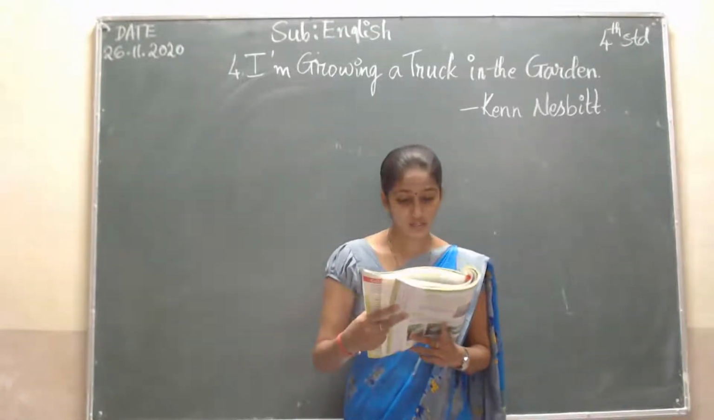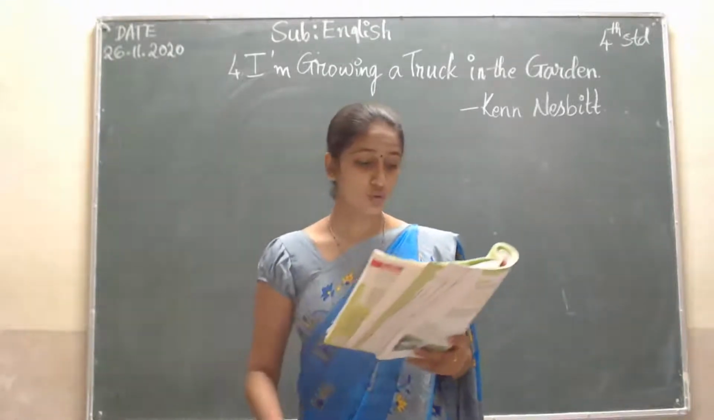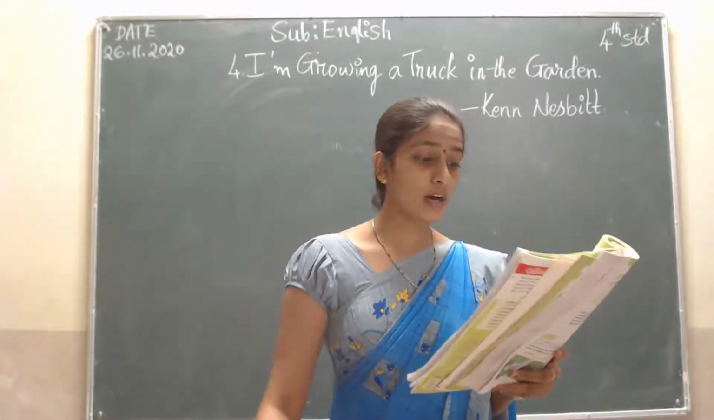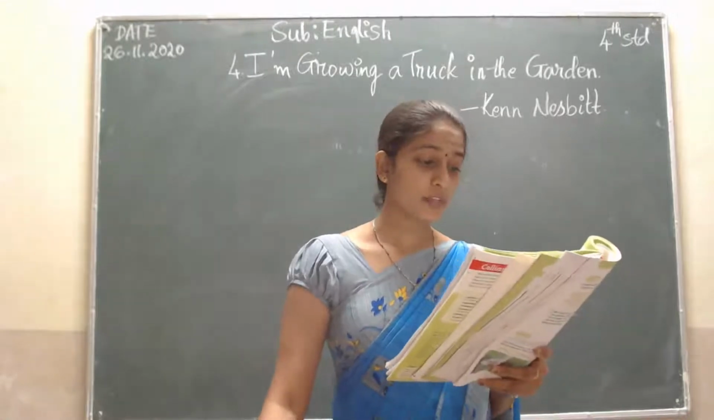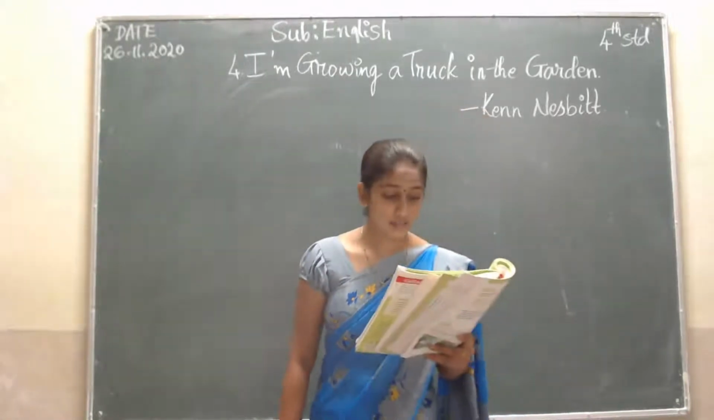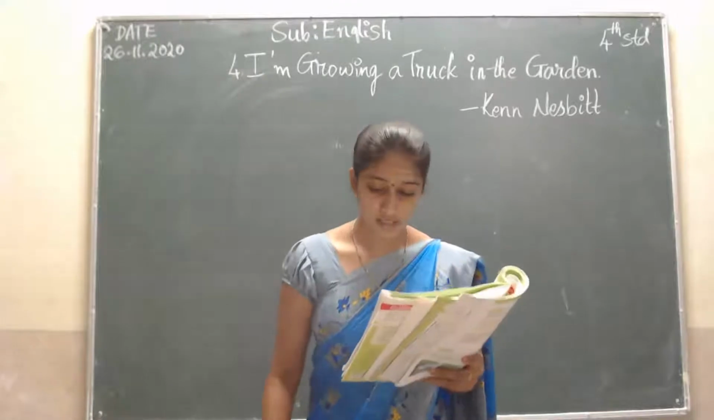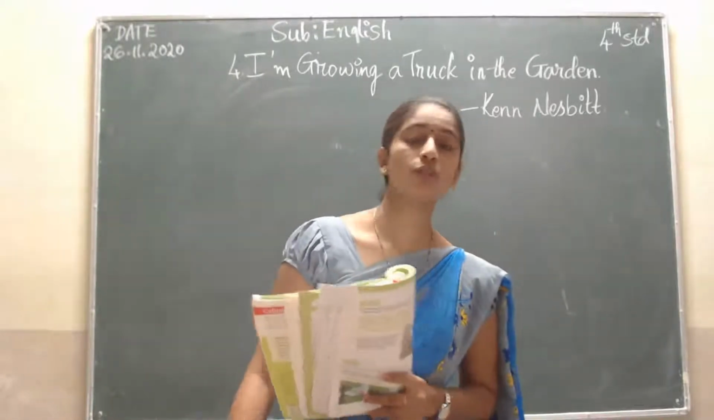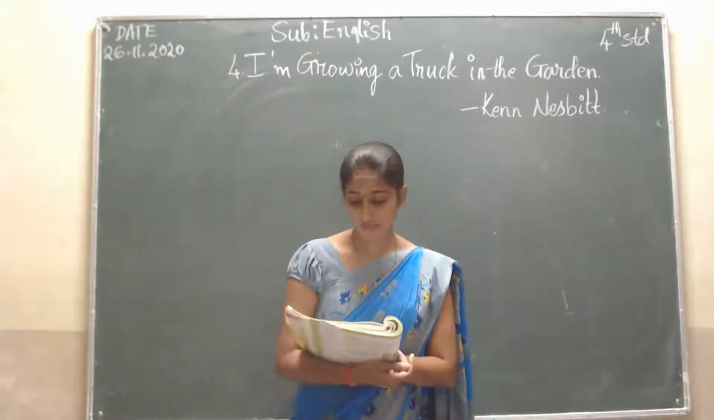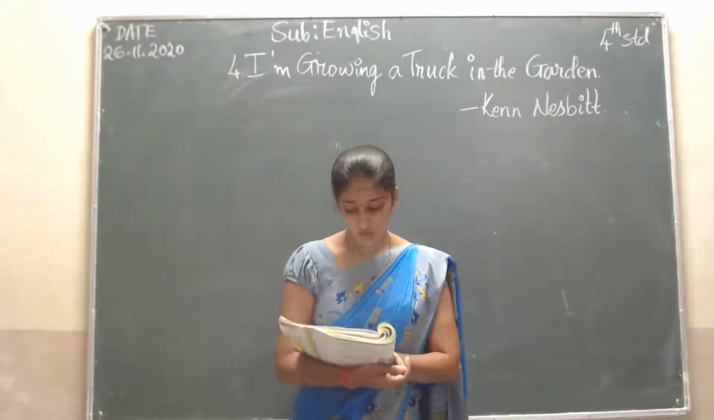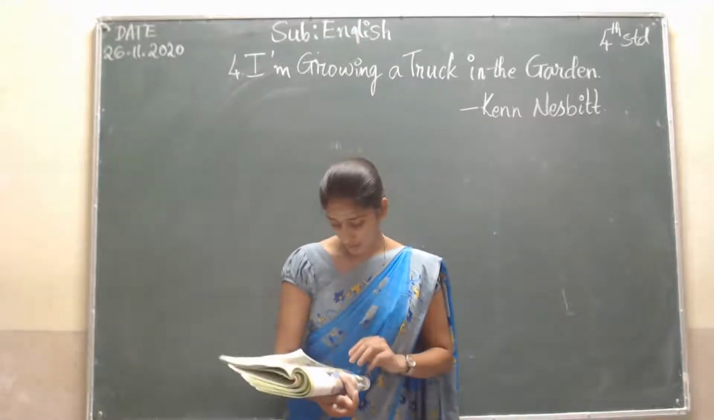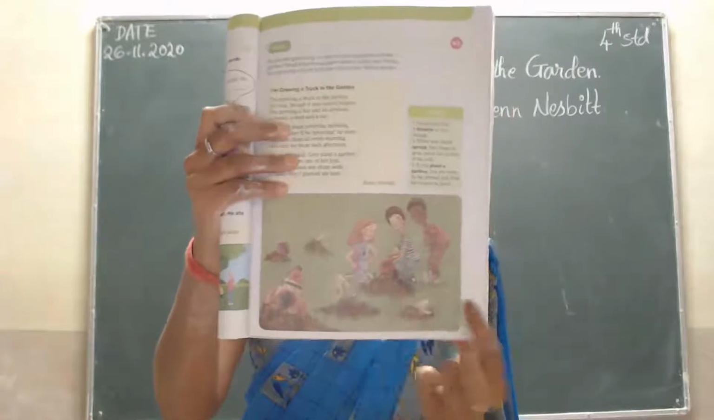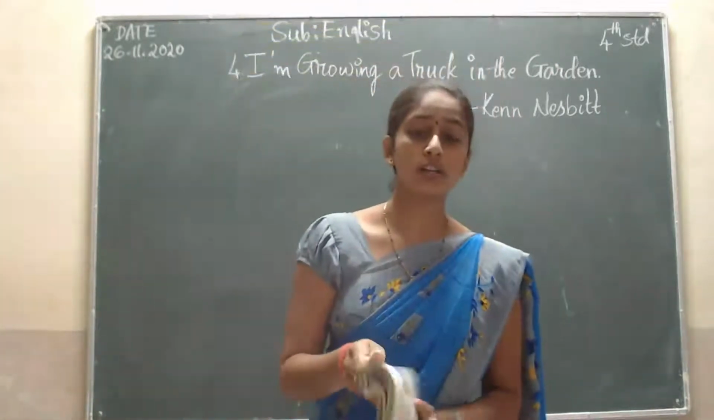I am growing a truck in the garden. It's true, though it may sound bizarre. I am growing a bus and an aeroplane, a rocket, a boat, and a car. So what is the boy telling here? I'm growing a truck in the garden. Usually, what will we grow in our gardens? Any flower plants or any seeds, right? So, in this poem, the boy is going to grow a truck. Can you see this? These are all the things he's going to grow in his garden.